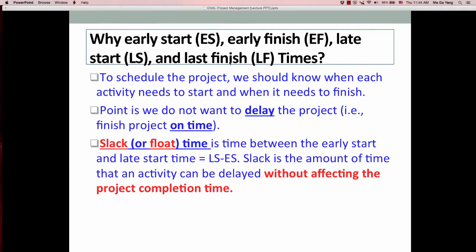In other words, we want to find out what the slack or float time is, because slack or float time is the time between early start and late start time. The difference between late start and early start. And slack is very important because slack is the amount of time that an activity can be delayed without affecting the project completion time.